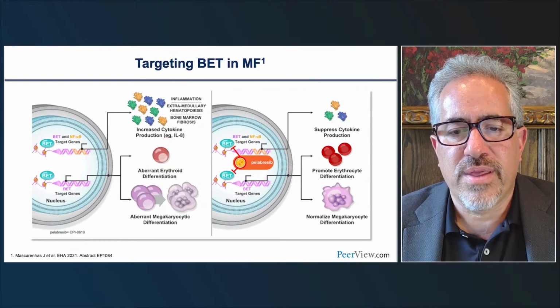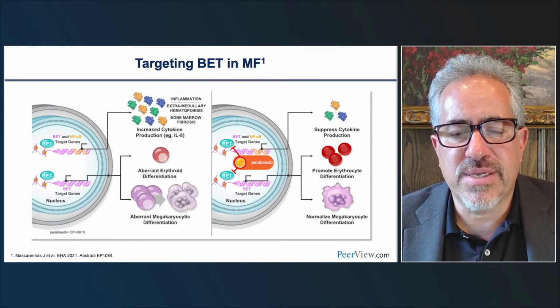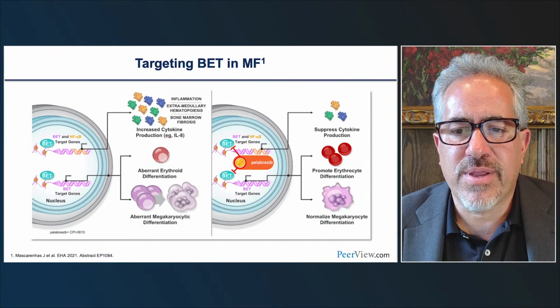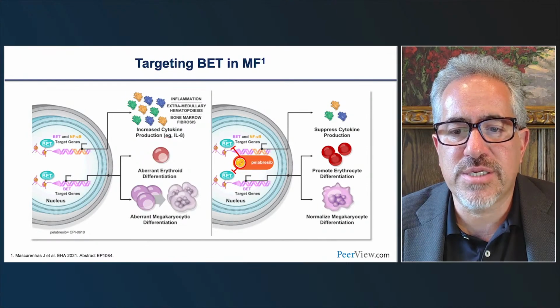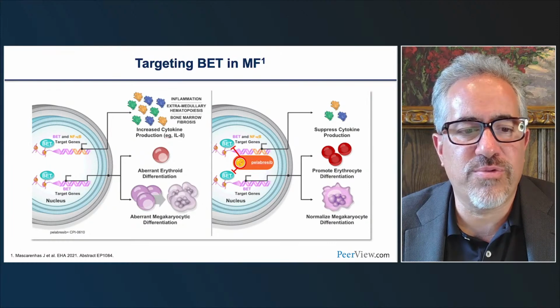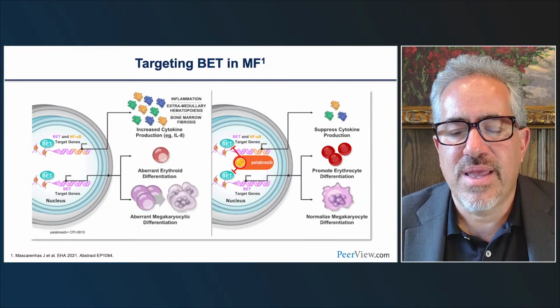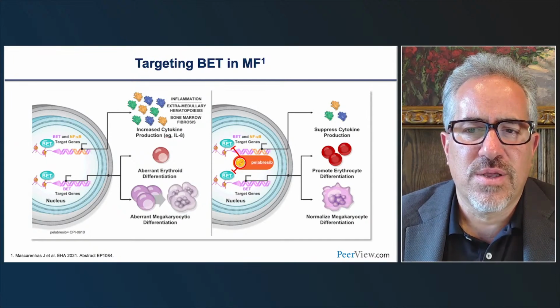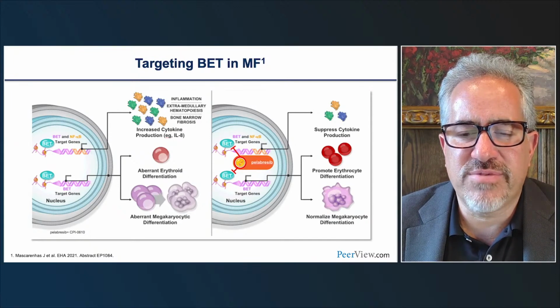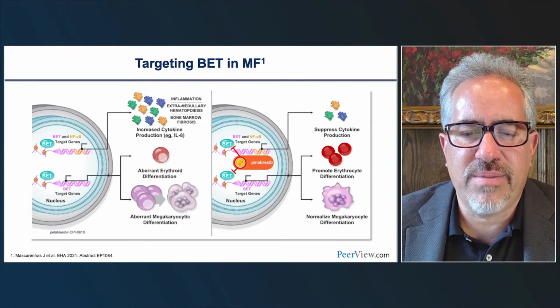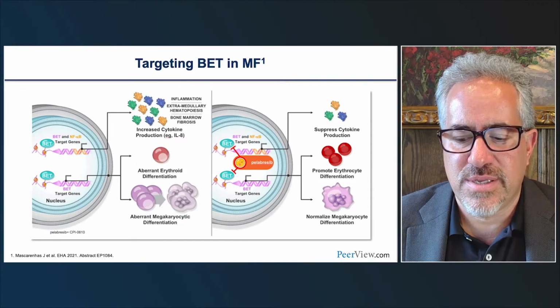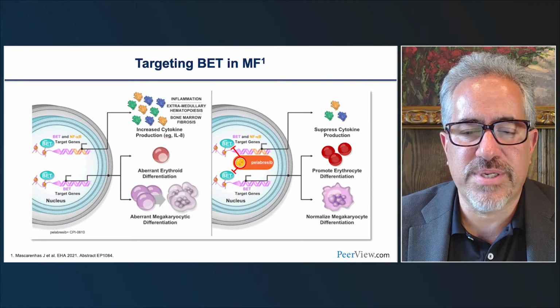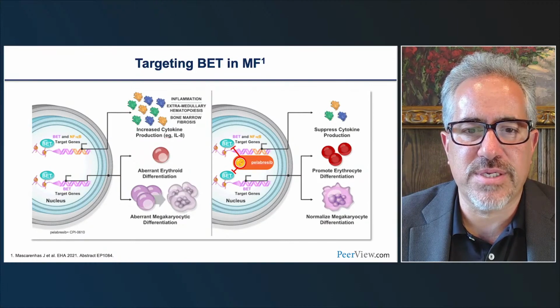So with the agent pelabresib, the BET inhibitor, there can be suppression of cytokine production, promotion of erythrocyte differentiation, so hopefully for improvement in anemia, and a normalization of megakaryocyte differentiation. So hopefully really having a range of different mechanisms on the pathogenesis of the disease that you can see why it would be potentially complementary to JAK inhibition.